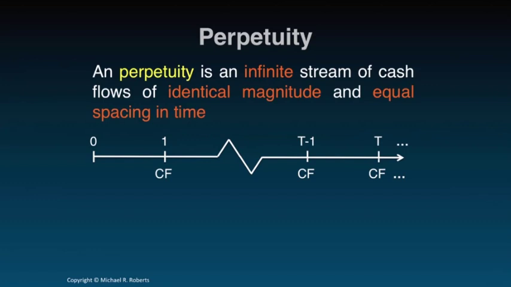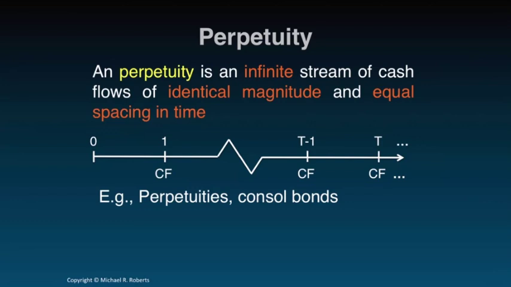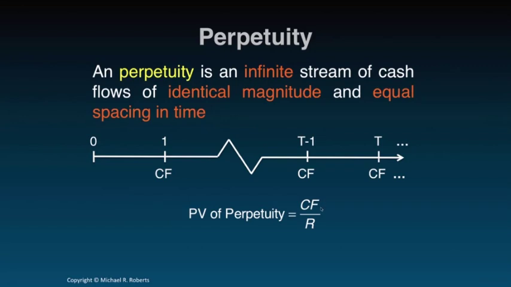Now let's talk about a perpetuity. A perpetuity is just like an annuity, except the cash flows go on forever. We get the same amount of money, equally spaced in time, forever. So where does this come up in practice? Well, oddly enough, it actually does in something called perpetuities or console bonds, which exist over in the UK. And interestingly enough, the formula for this cash flow stream is very simple. It's just the cash flow divided by the discount rate, CF over R.